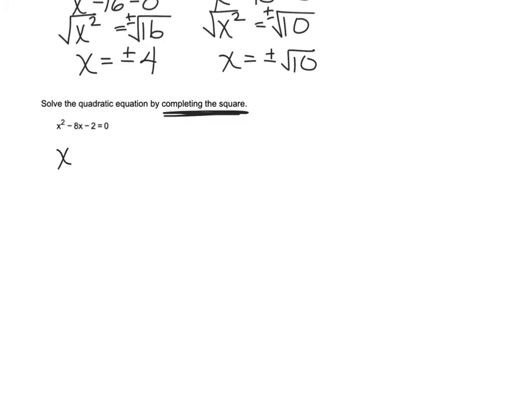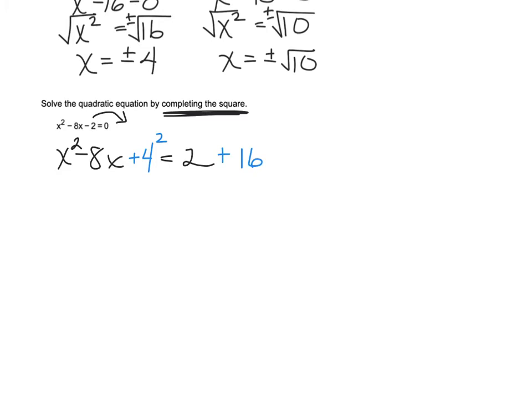First step, clear our constants to the other side. So I'm going to clear 2 to the other side. All right, so we have to figure out what we're going to add to both sides. Remember, you take the 8x, half it, you get 4. Just divide it by 2 and get 4, and then you square it. So we're adding 4 squared to both sides, which is 16. So we've created a perfect square on the left side right there.